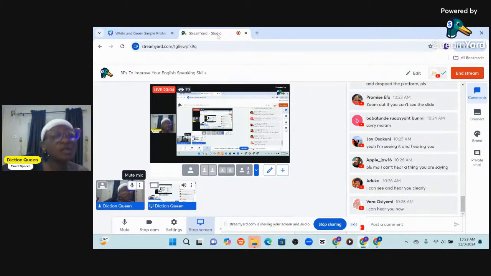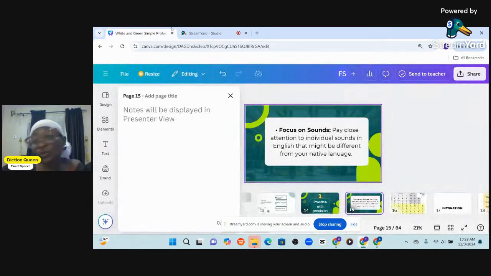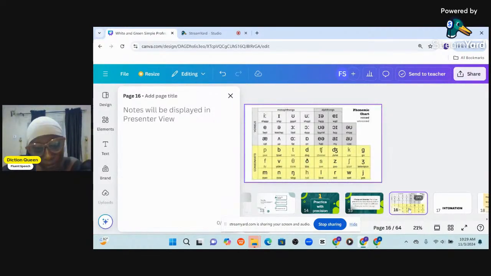And we must learn to speak before we even learn to write. That is the hierarchy of communication. Speaking comes first before writing. Immediately after listening, you need to speak. So the sounds of English is what we would focus on to help us pronounce English words correctly. Now, the chart I have right here on my screen is called the IPA chart.